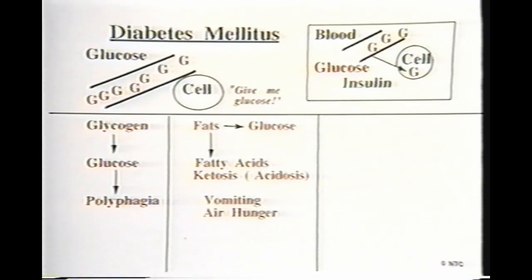So if we look at our next picture, what we can see is that we have all this glucose in the bloodstream. Still no insulin. The cell's screaming for glucose. So the body says, okay, we'll do the second line of defense, which is to convert fats into glucose. So the body converts fats to glucose. But in the process of converting fats to glucose, we get fatty acids or ketones. And this is what causes the acidosis and the ketoacidosis that we see in patients who have type 1 diabetes.